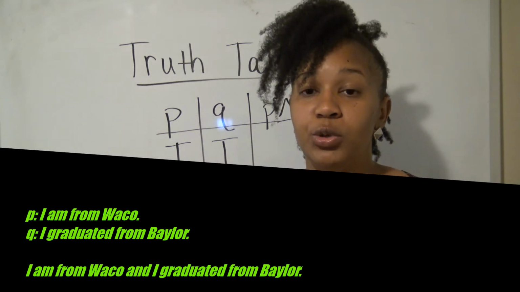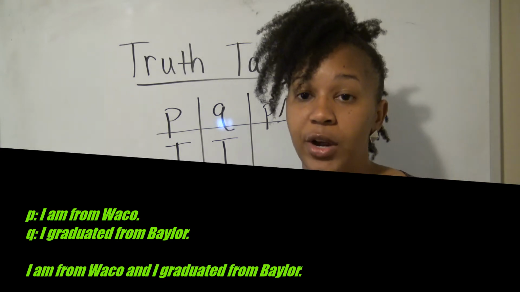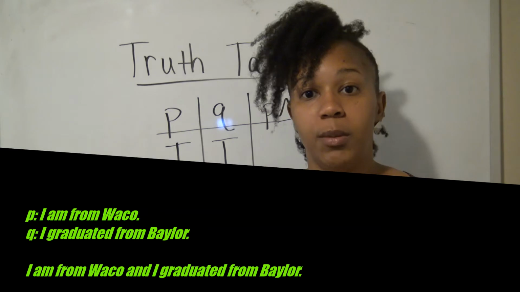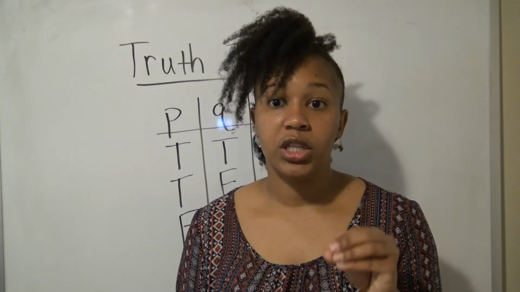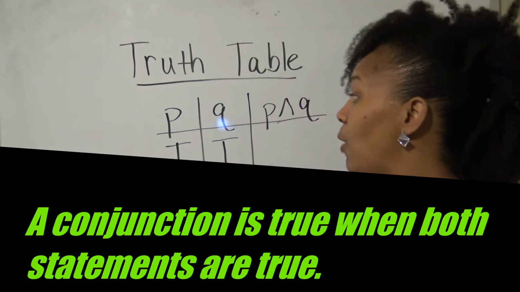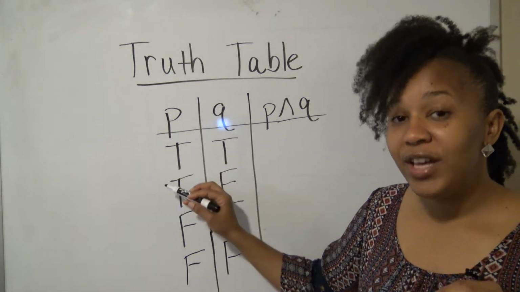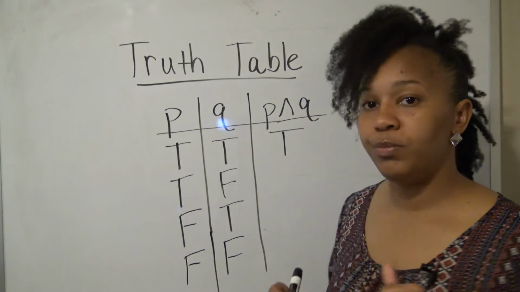That would be true when both statements are true. If I'm from Waco and if I graduated from Baylor, then that statement would be true when we combine those together with the and. So with the conjunction, a conjunction is only true when both statements are true. That would be in this first case here. If P is true and Q is true, then the P and Q would also be true.